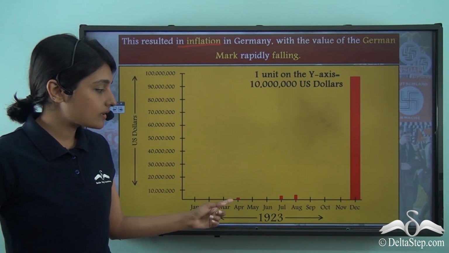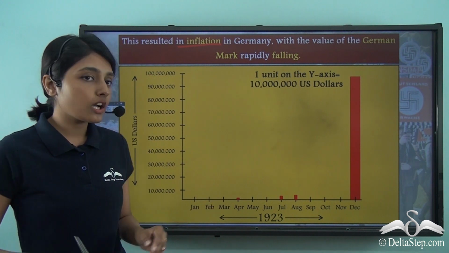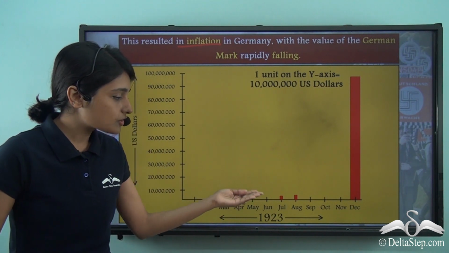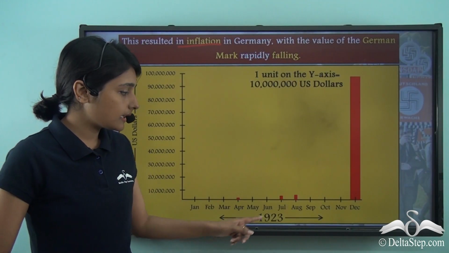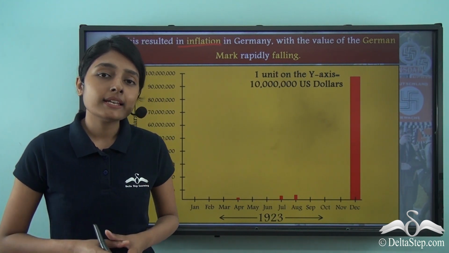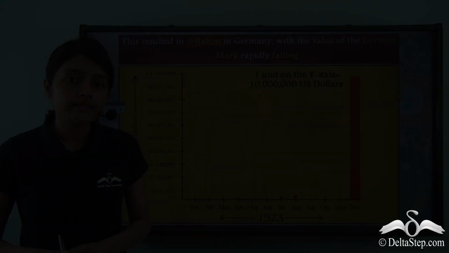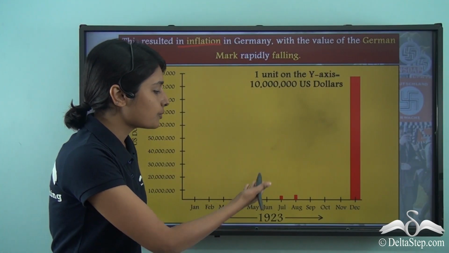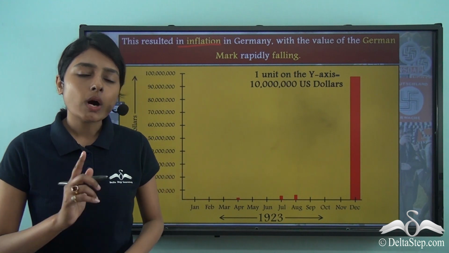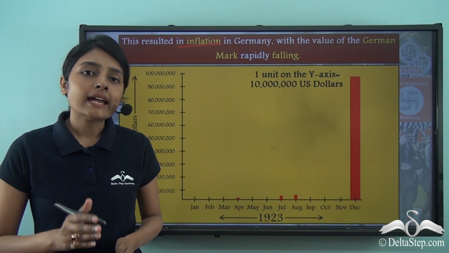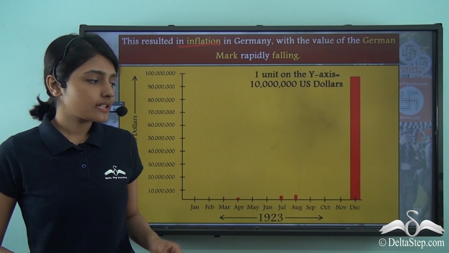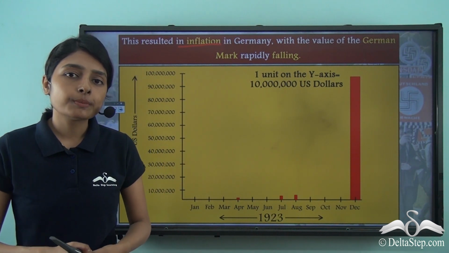So can you understand how this difference occurred from 24,000 marks to 353,000 marks over the span of just a few months? Then just a month ahead, in August, $1 became equal to 4,621,000 marks. So the price of the mark was rapidly falling. And by the end of the year, that is in December, $1 became equal to 98,860,000 German marks. So can you understand how rapidly the value of the German mark fell?